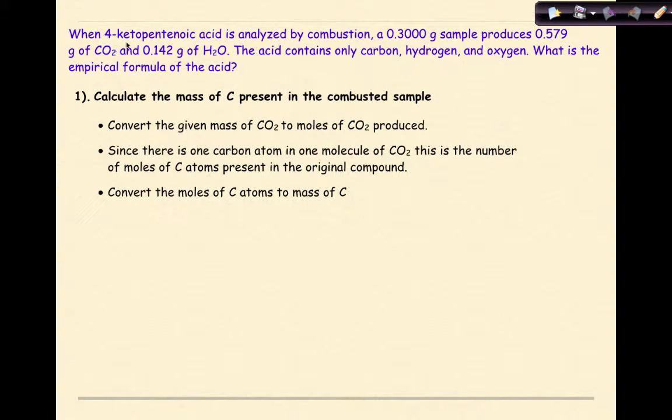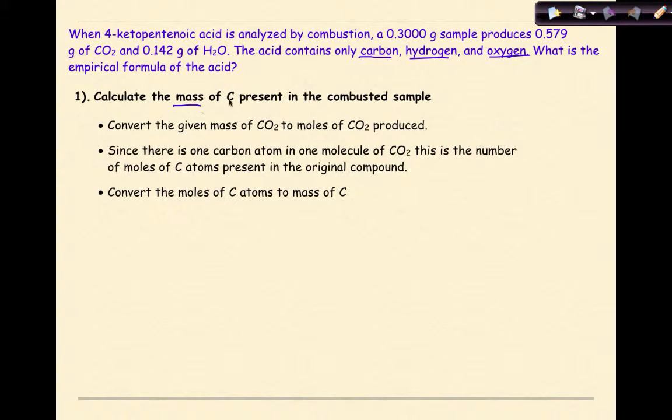Okay, when 4-ketopentanoic acid is analyzed by combustion, a 0.3 gram sample produces 0.579 grams of carbon dioxide and 0.142 grams of water. The acid contains only carbon, hydrogen, and oxygen. What is the empirical formula of the acid? Let's walk through these steps together.